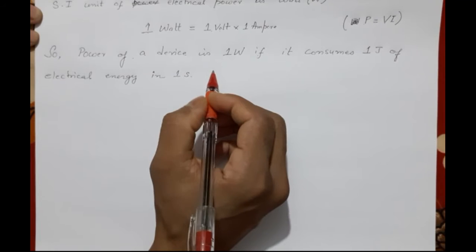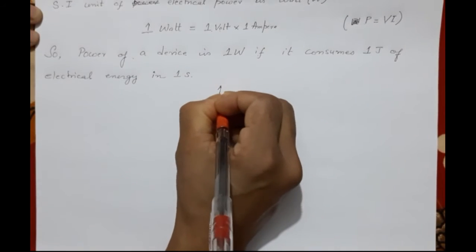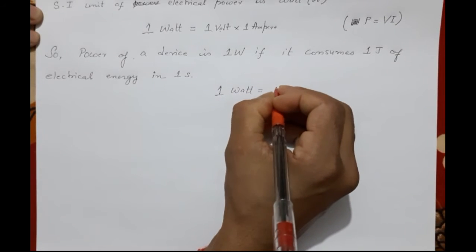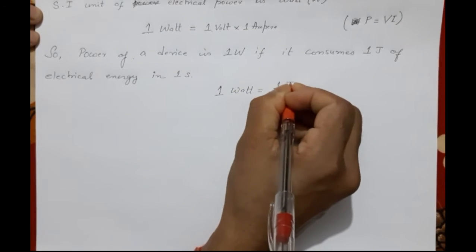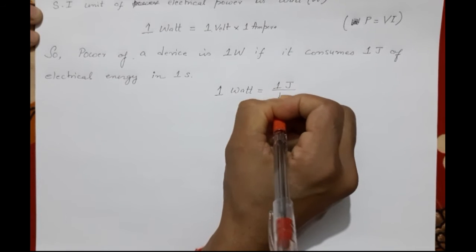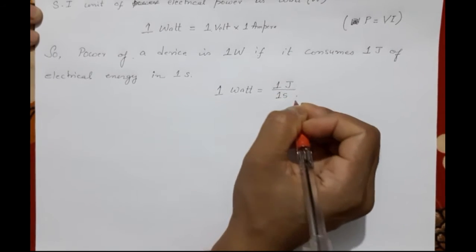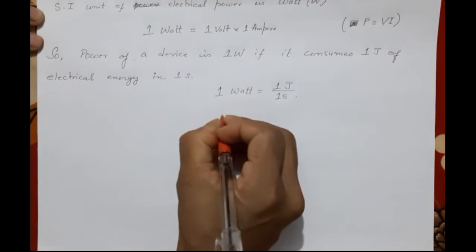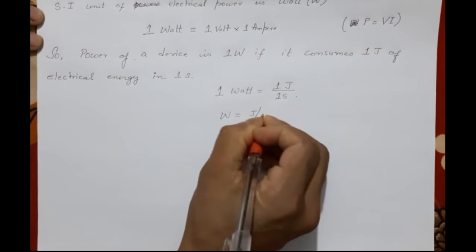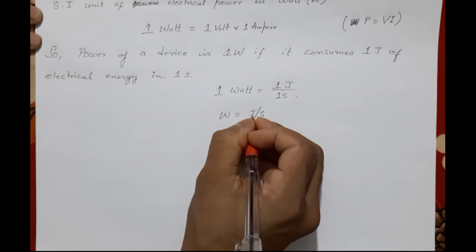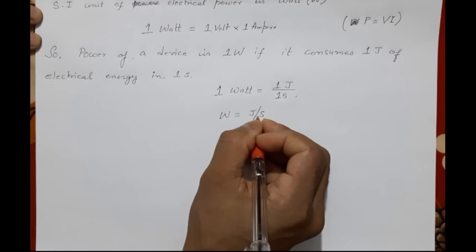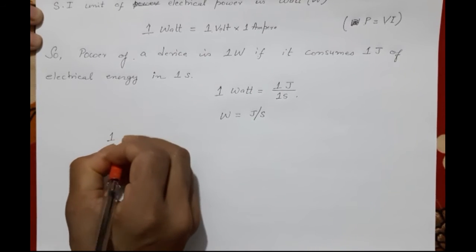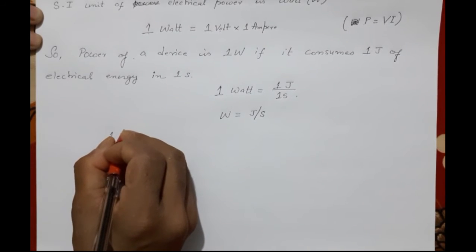So on behalf of this, I will write 1 watt is equal to 1 joule per 1 second. So here we can write W, watt, is also called joule per second. There are other bigger units of power. What is that?